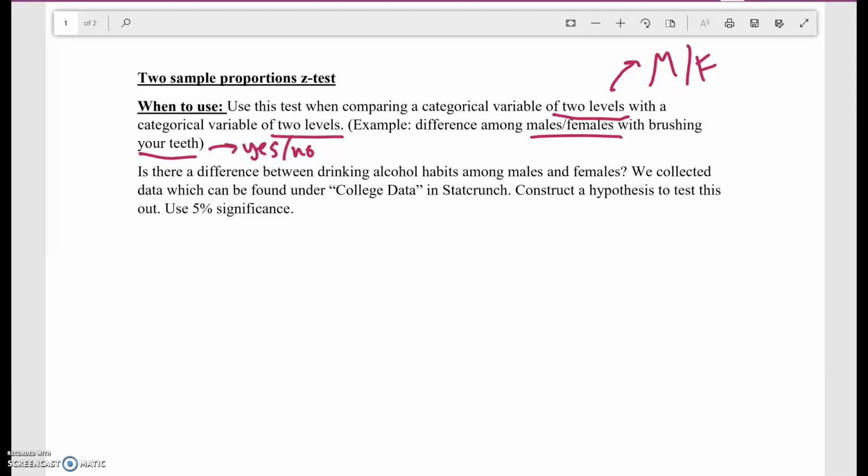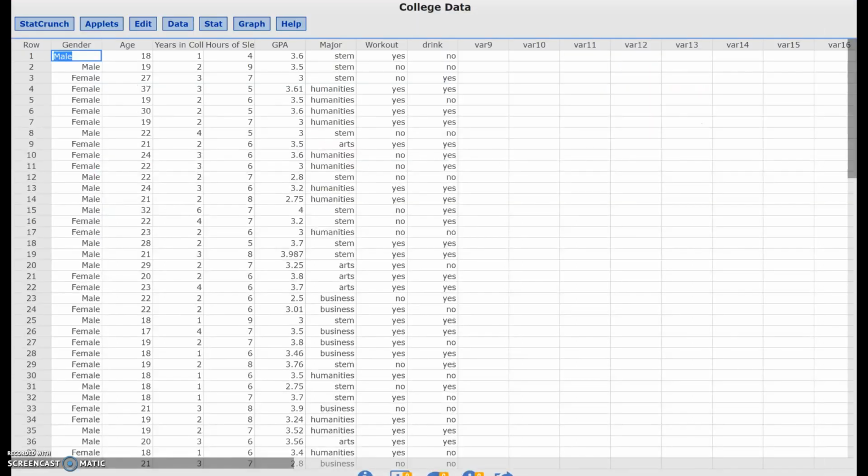Okay. So here's my example. My example here is: is there a difference between drinking alcohol habits among males and females? So we're going to use the college data in StatCrunch to construct this test. So before we do the test, let's go back to our data. So I have my data here, and we're looking at gender with whether you drink or not.